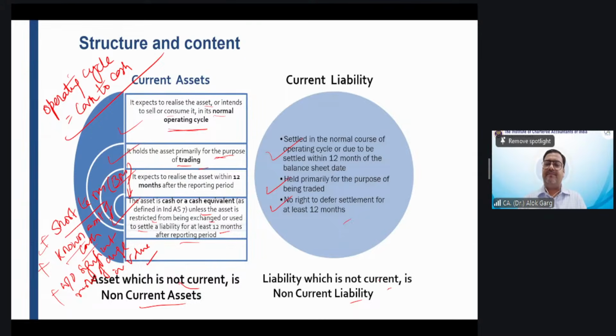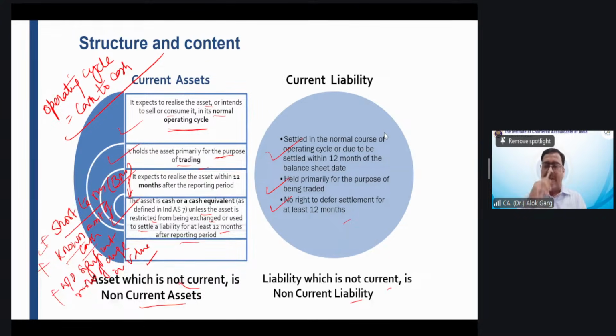Let me ask you a question. The company has taken a long-term loan on 31st March 2025. It is going to be repaid in April 2026. What is the classification of this loan on 31st March 2025? The classification of this loan on 31st March 2025 is non-current liability, right? It is due to be paid after 1 year from the reporting date. Right, Manoj? Okay.